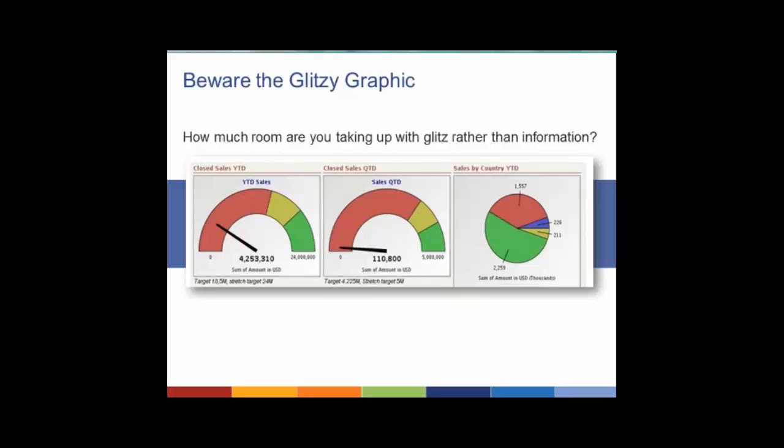These kinds of speedometer-type dial graphics are one of my pet peeves, because with all of this real estate, this is not giving you anything that you couldn't show in the number with the color code. Like, all right, we're at $110,000. That's really bad. We're going to make that very bright red. There's a lot of fanciness going on here, but you're taking up a lot of room for something that is essentially a number and a status.